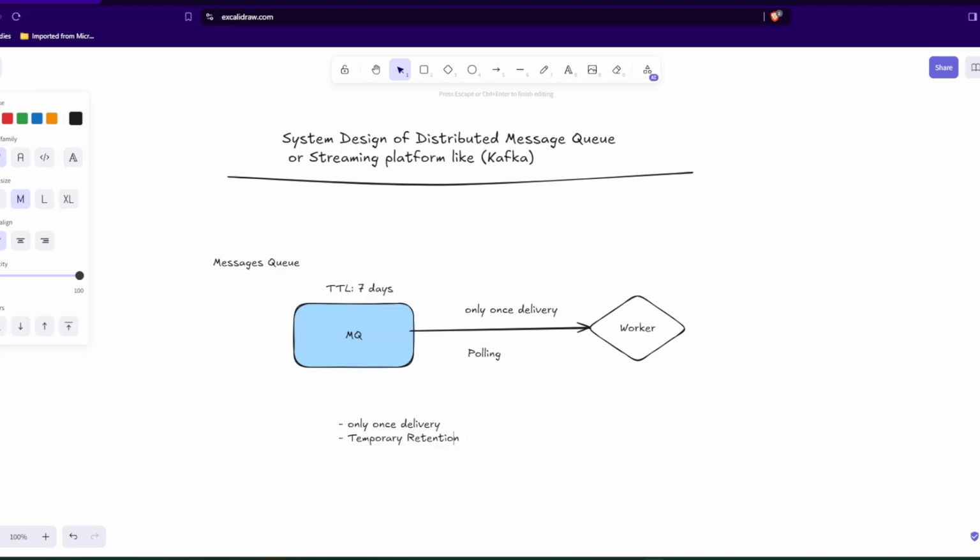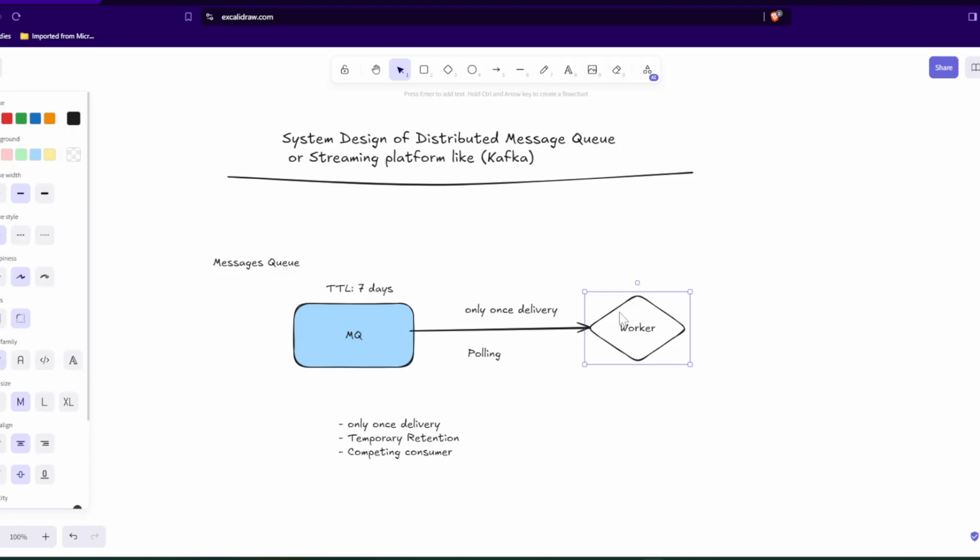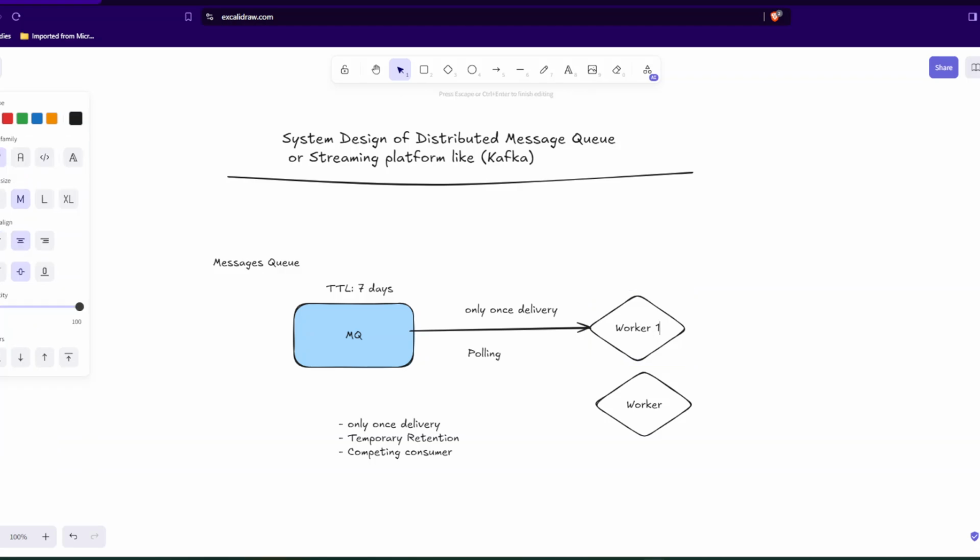And there is one more feature it has, that is called competing consumer. So what does competing consumer mean? Competing consumer means that suppose here we are working with one worker, and suppose there are worker 1 and worker 2. Let's make it like this.